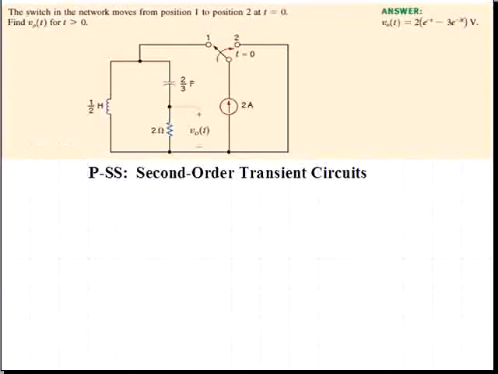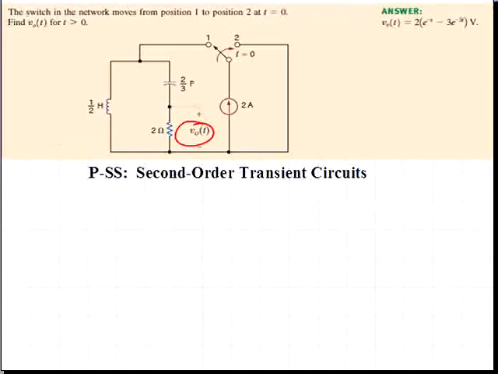This is Learning Assessment Problem 715. The problem-solving strategy here is the solution of a second-order transient circuit. We have both a capacitor and an inductor in this circuit, so we would expect the response, which is the voltage VO of t, to have a second-order nature.